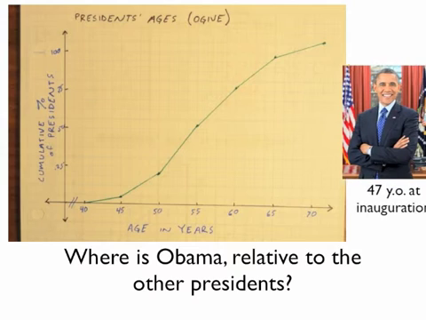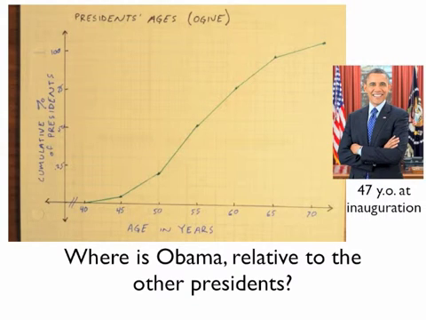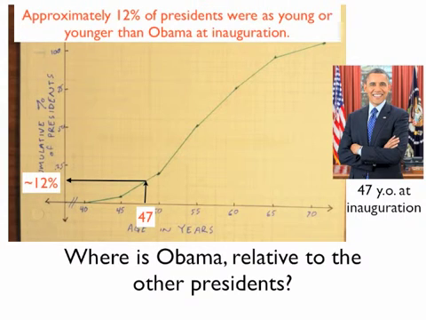Where is President Obama relative to the other presidents in terms of his age at inauguration? Well, Obama was 47 years old at inauguration, which places him at, let's say, about the 12th percentile. So we would say about 12% of presidents were as young or younger than Obama at their inauguration.